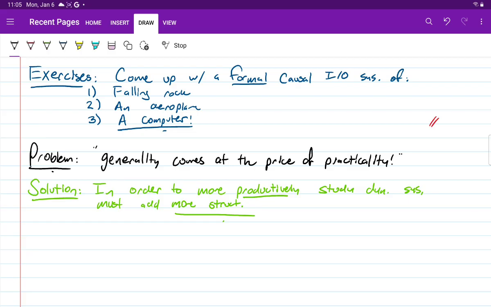Okay? Now what we're going to do is build upon this basic structure and flesh out some more interesting and rich examples of dynamical systems. All right?